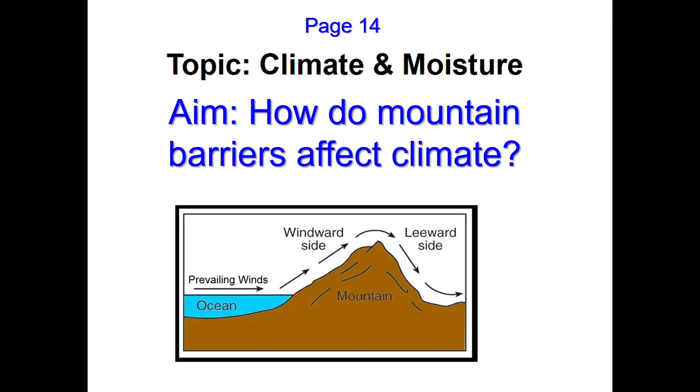So for instance, here in this picture, you will see an ocean over here, and it shows the winds blowing off the ocean. And obviously, the wind cannot go through the mountain, so it must go up the mountain, over, and then back down. The side that is receiving the wind is called the windward side, and the other side is always called the leeward side. So we're going to go through this in detail right now.